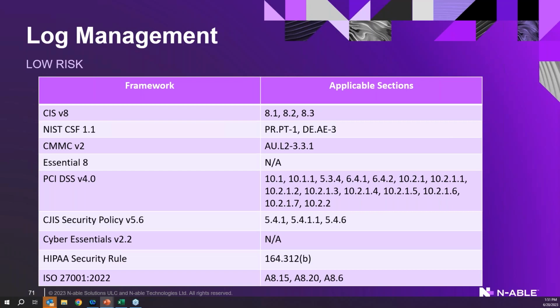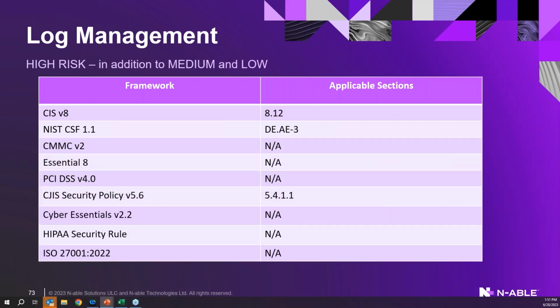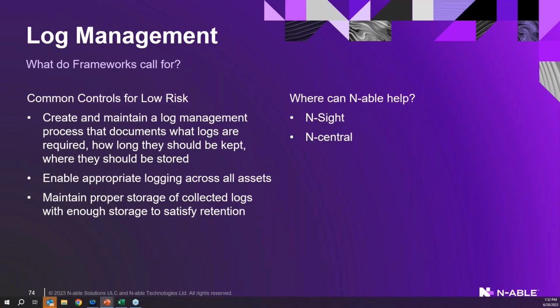So all of the controls are pretty much asking for something around log management, whether it's collection or retention. When we move up to medium risk, there are even more pointed controls being asked for. But by the time we get up to high risk, again, the assumption is you've already done all of these things because they are such basic principles of good cybersecurity practice. You should have already been doing them in the medium risk and low risk environments. But well, what are the common ones? So we have our common low risk here.